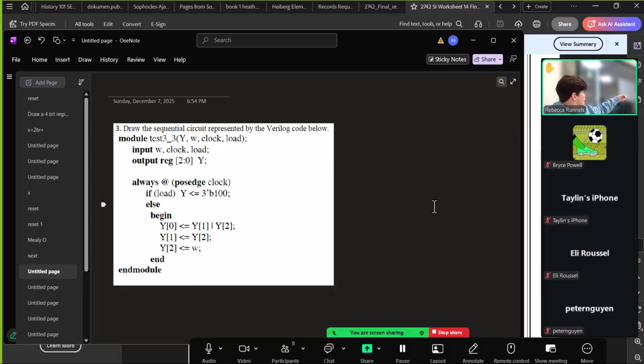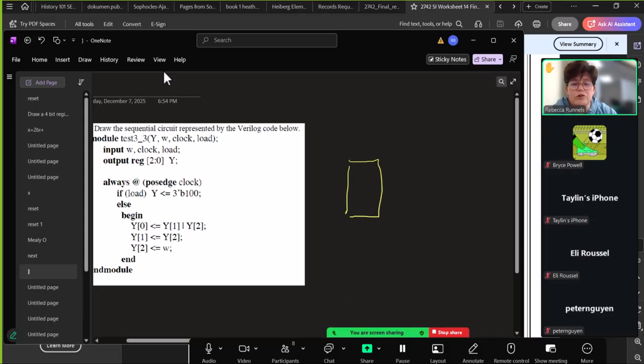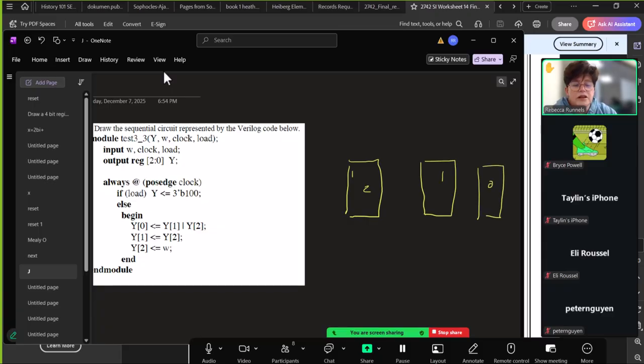The fact that I've got always at the positive edge of a clock. Why else would I have that if not for a flip-flop? And then I've got Y0, Y1, Y2, and I'm assigning what they're doing. That's what registers do. So when I see this, how many flip-flops do I have? 3. 0, 1, and 2. But I'll label them 2, 1, 0. There'll be D flip-flops with a Q output. Do I have any nots in there? No, so I'm not going to worry with putting the Q bar.